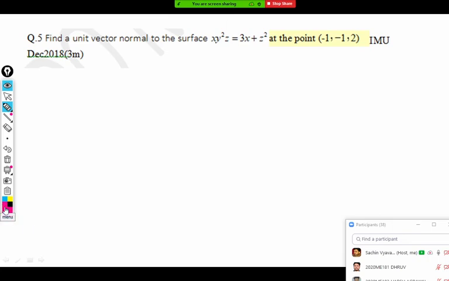So it is again a repeated question. Find a unit vector normal to this surface at this point. Answer is not there, so complete it and tell me the answer.